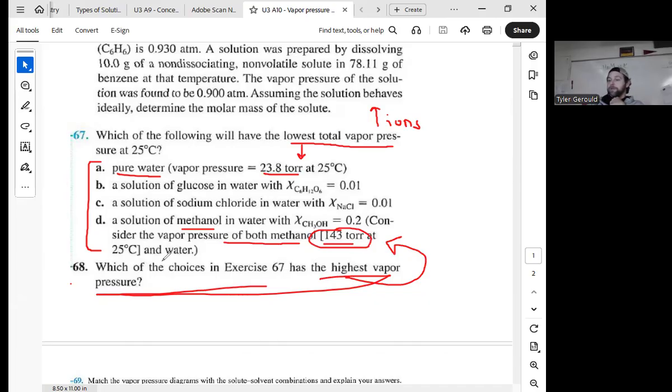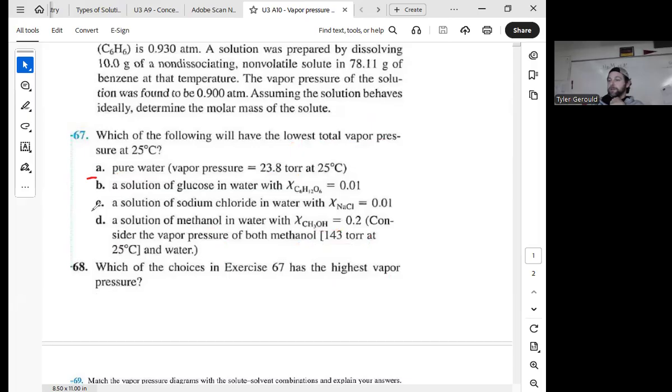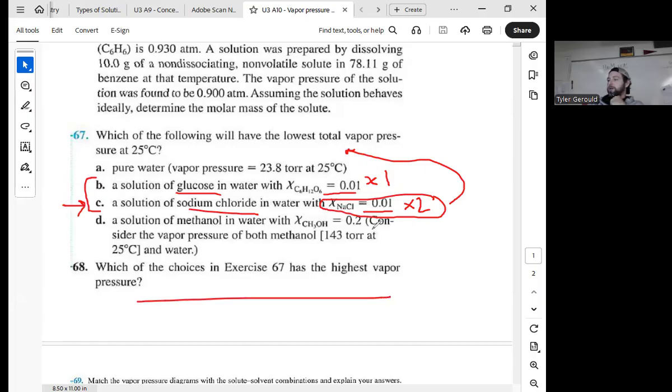So let's differentiate between choices B and C, because those are the ones with solutes going in water. Glucose is a covalent compound with a ×1 effect. If the mole fraction is 0.01, so same moles of both, sodium chloride has a ×2 effect, so that's going to be the most ions in solution. Most ions in solution is going to have the lowest vapor pressure. So choice C is correct for 67 or 68. The highest vapor pressure: throw that methanol in water, and the vapor pressure goes up compared to pure water.